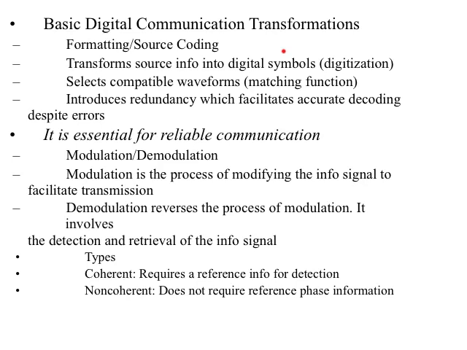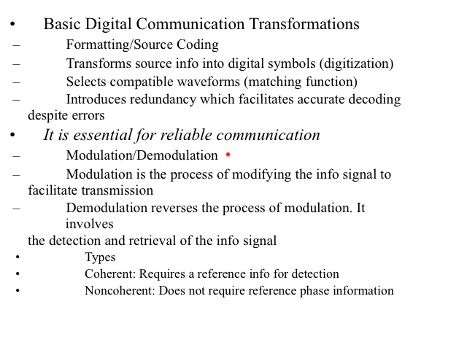Let us discuss those transformations here. Starting with formatting or source coding, this transforms source information into digital symbols. It selects compatible waveforms. It introduces redundancy, which facilitates accurate decoding despite errors, and it is essential for reliable communication.